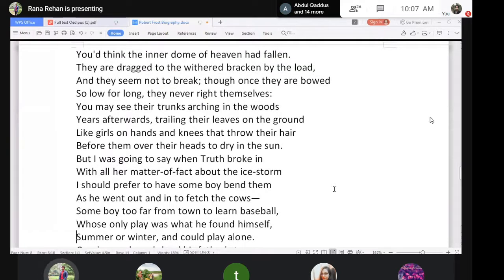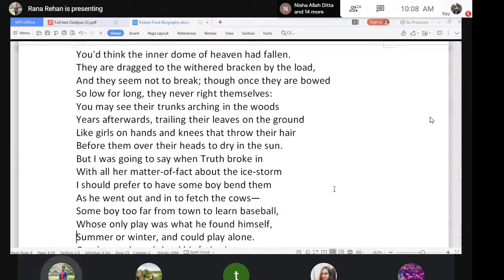See that the poetic style of Robert Frost is very conversational, very conversational. You can easily understand. It seems that the writer is talking with us, is conversing with us. This is as simple as you can get. And then again, but I was going to say, when the truth broke in, with all her matter of fact about the ice storm. अब यहाँ पे, because he is not staying in one word, he is enjoying and staying in two or three words, more than 2 or 3 words.